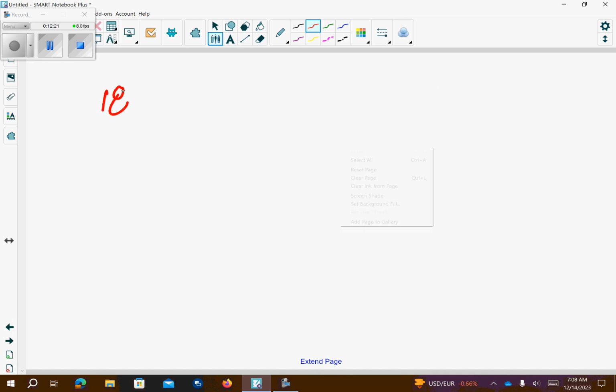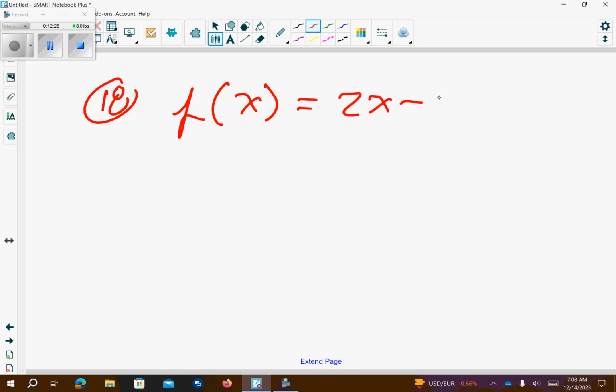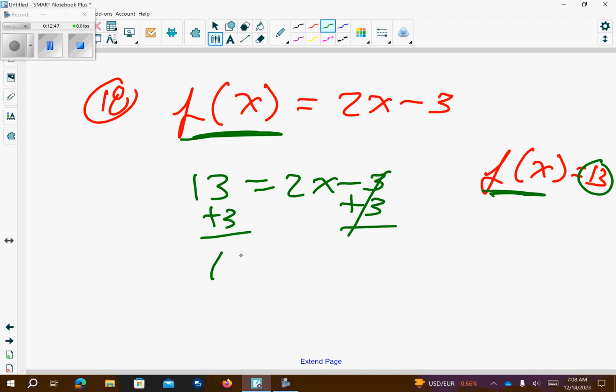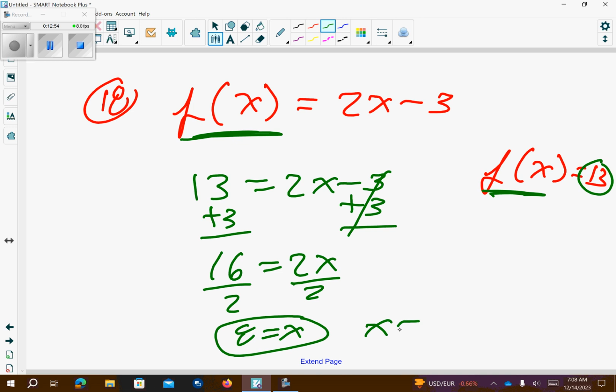Number 18, they have a problem written that looks like this. And they say, hey, f of x is equal to 13. So remember on this one, we're not plugging the 13 in for the x. We're taking the 13 and it's going to replace this because that's what f of x is. So then I'm going to plug it in like that. We're going to solve. That's 16 equals 2x, divide each side by 2. So 8 equals x, or x equals 8.